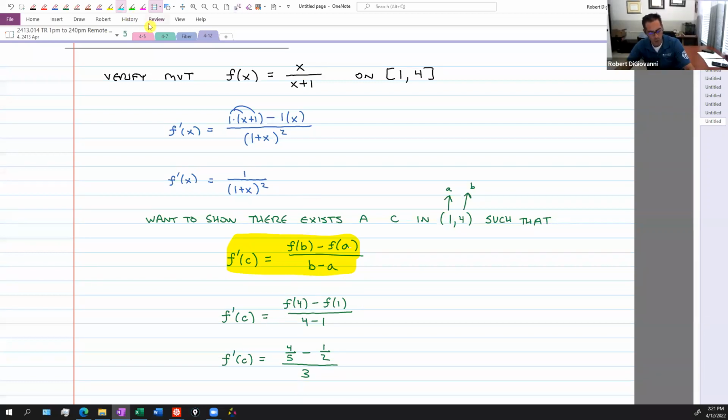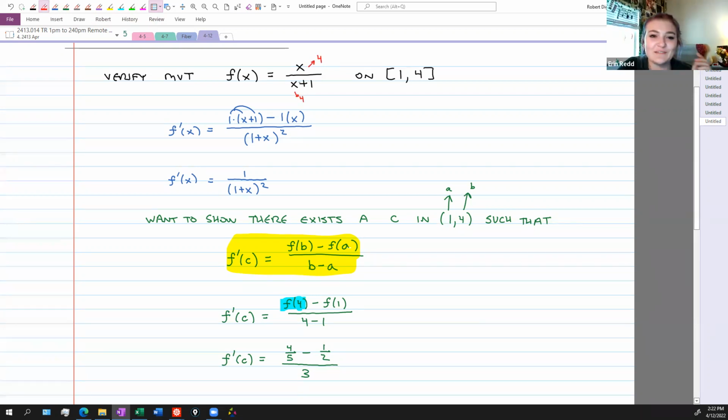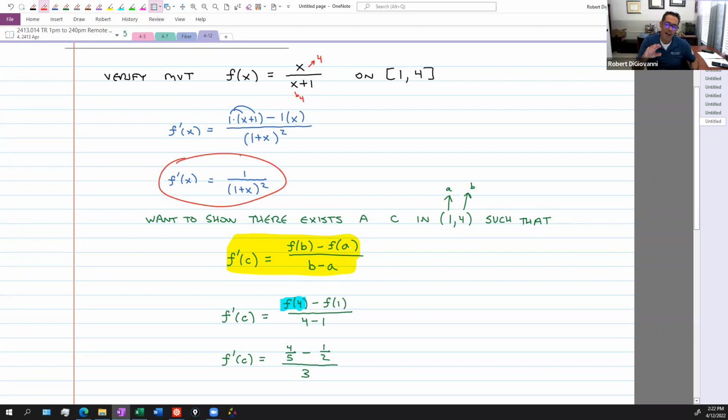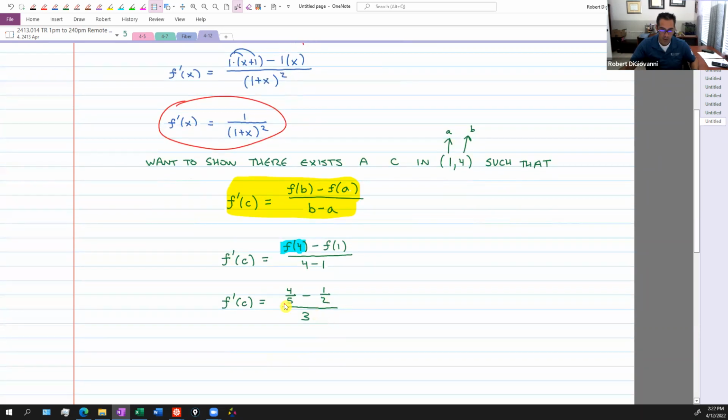I'm plugging 4 right into the original function. Oh, sorry, I was looking at the derivative function. I say it subtly, but I say it intentionally: we're plugging 4 into the original function. This is going to become even more confusing next class, because we're going to be plugging things into the derivative, and you're going to start forgetting what gets plugged into what. So the 4 is getting plugged into the original function, and the 1 is getting plugged into the original function. That okay?